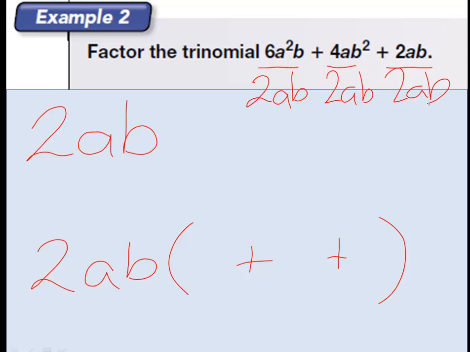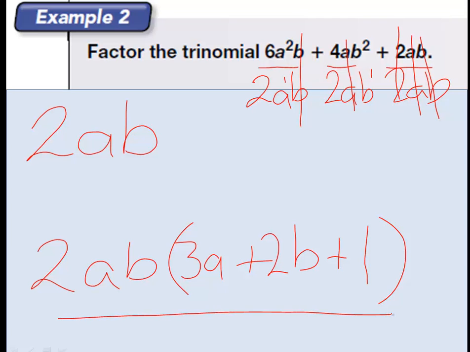Okay, let's do that. 2 goes into 6 3 times. A squared minus a1 is a, and the b1 minus b1 is 0, so they cancel out. The next one, 2 goes into 4 2 times, and our a's cancel out, and b squared minus b1 is b. And then here we've got 2 divided by 2 is a 1, and our a's cancel and our b's cancel. So our answer is going to be 2ab factored out of 3a plus 2b plus 1.